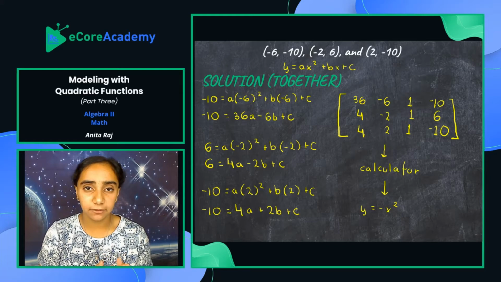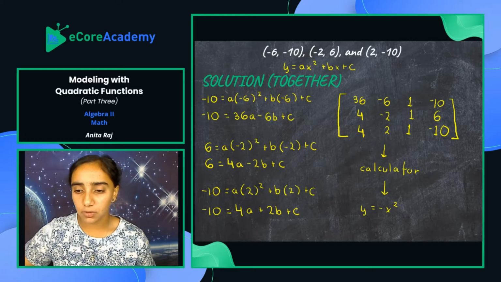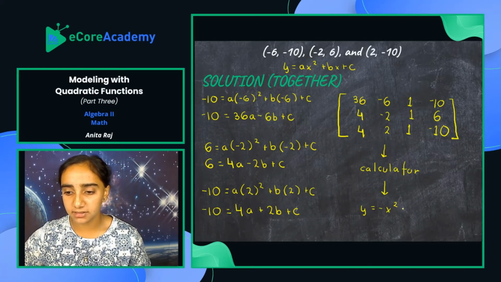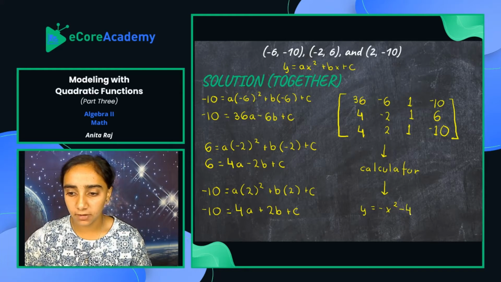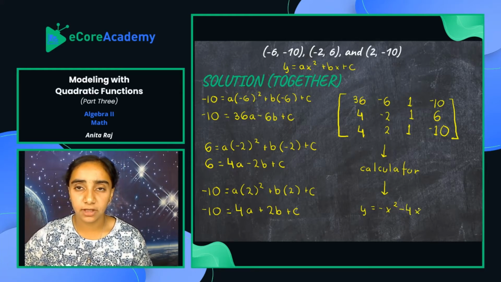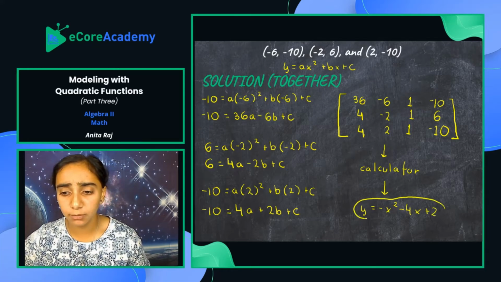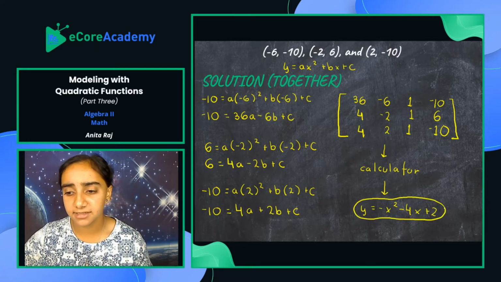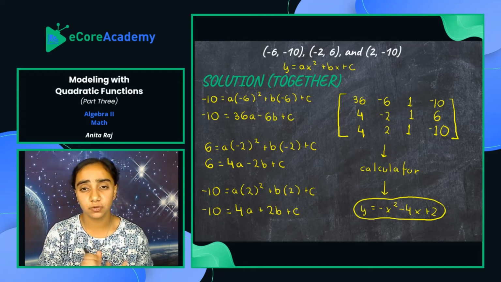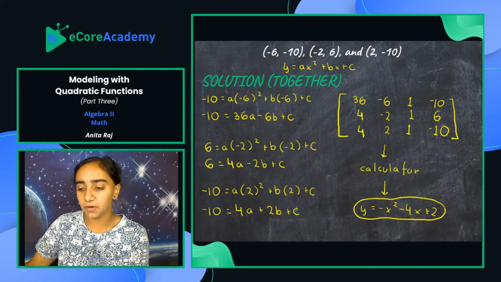Next, we had a -4. That was our B value. So how would we write this? Well, we would write this as -4x. And then our final value was +2 for C, and we would write that as +2. So this right here would be your final answer, and that is exactly how we use a matrix to solve this problem. So I hope you understood that.